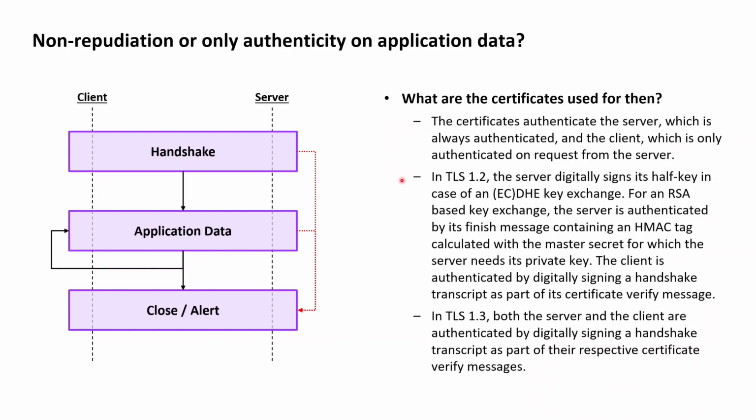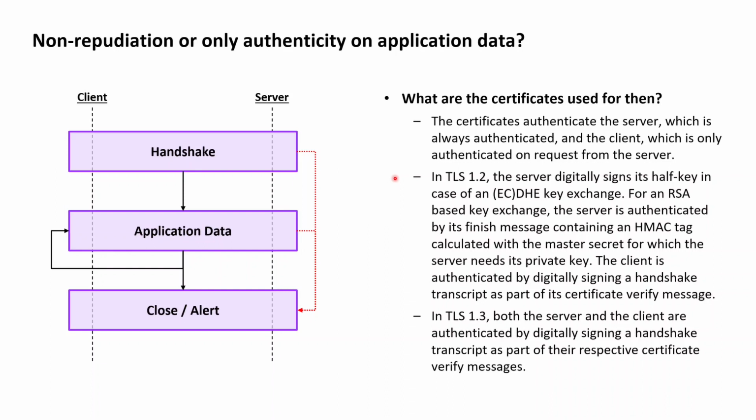In TLS 1.2, the server authenticates itself in case of an ECDHE key exchange by digitally signing its ECDHE half key with the private digital signature creation key corresponding to the public digital signature verification key contained in the server X509 certificate. In case of an RSA-based key exchange, the server is authenticated as part of the server finished message at the end of the TLS handshake. This server finished message contains an HMAC tag calculated with the master secret, and in order to get the master secret, the server requires its private RSA key.